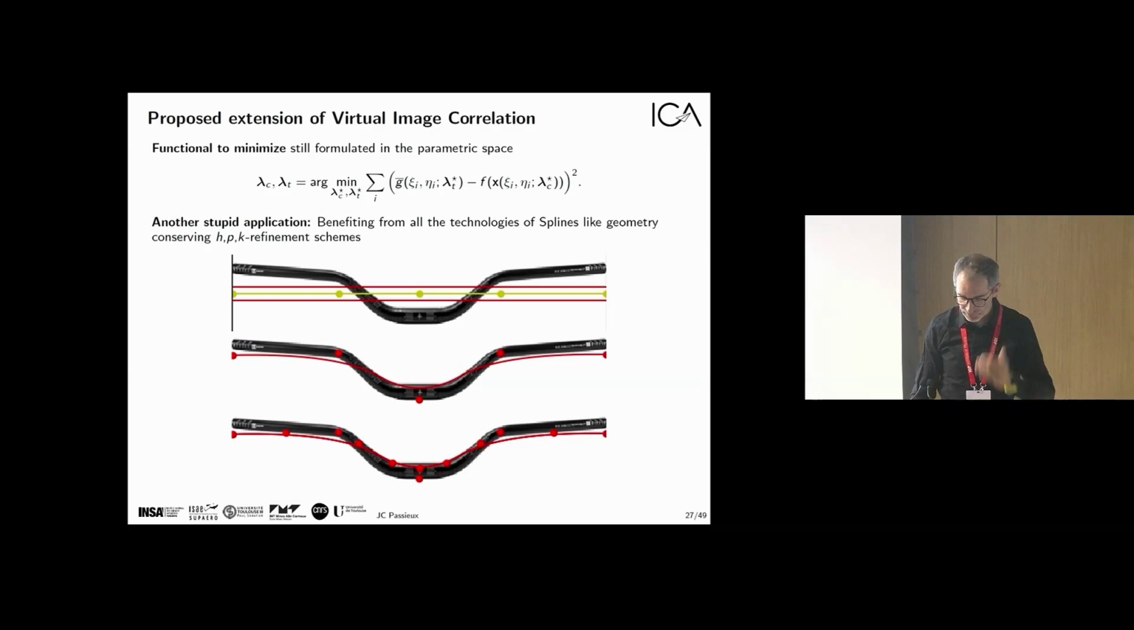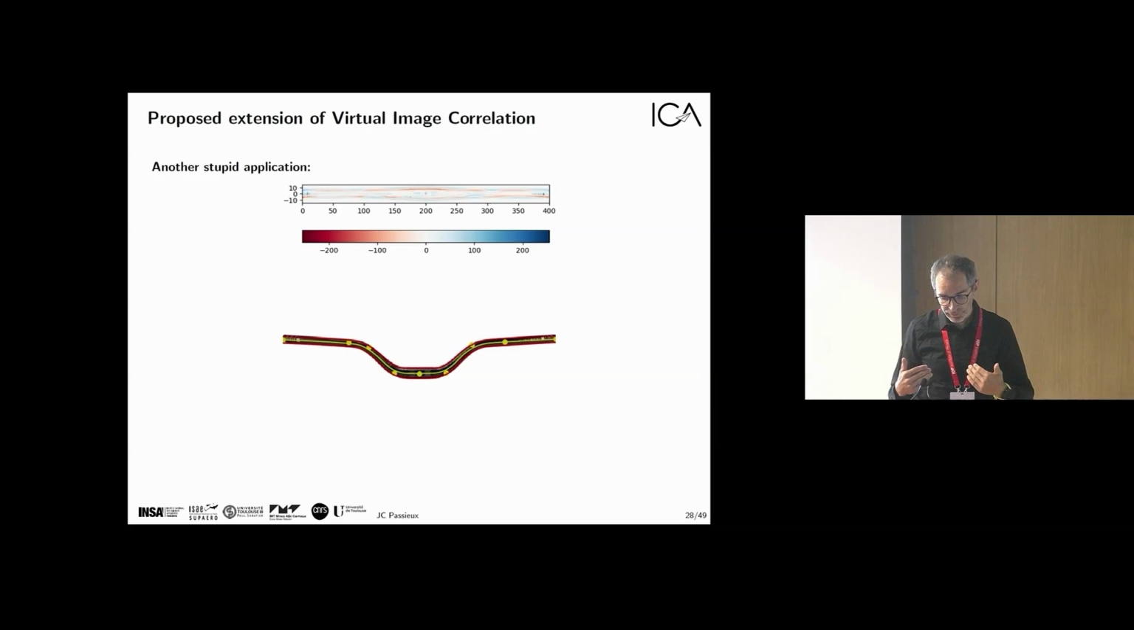So another stupid application, I promise after I have real examples. This is a cockpit of a mountain bike. I initialized it with a straight line with a constant thickness, and the algorithm is now capable not only to estimate the center line, but also the evolution of the thickness throughout the beam.